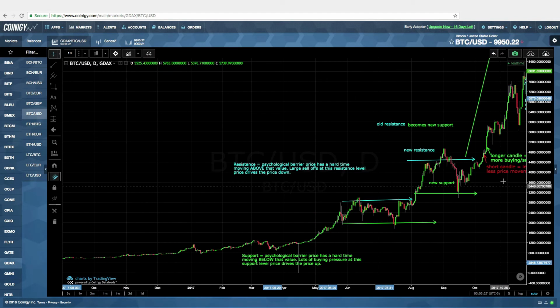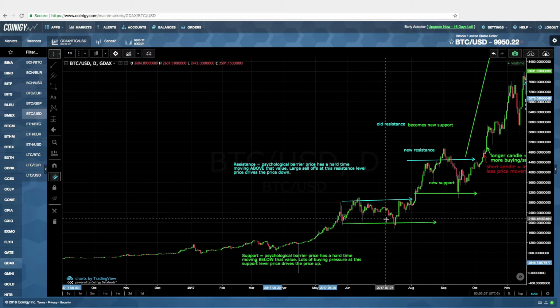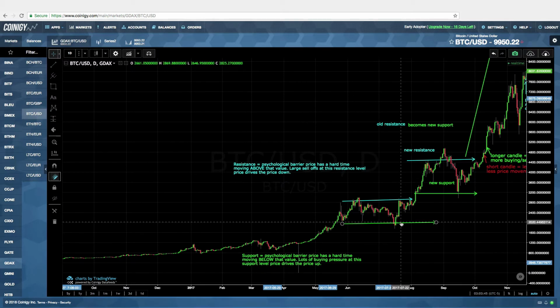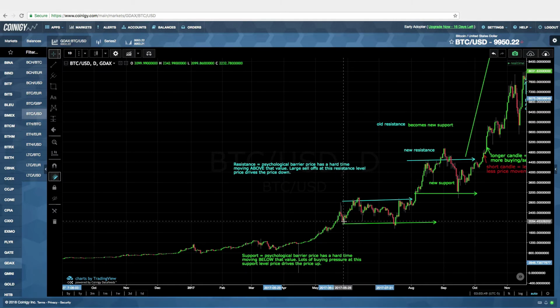So I just moved the chart down a little bit to talk about a few more things. We're going to talk about support and resistance. The support is basically the psychological barrier price that has a really hard time moving below that value. So there's lots of buying pressure at this support level, and that drives the price up. You can see that it bounced right here. It hit the support, and then it drove the price up, and then it went down and hit the support again. It went a little bit below it, but it still hit it, and then it came back up and drove the price back up. So that's what the support is.